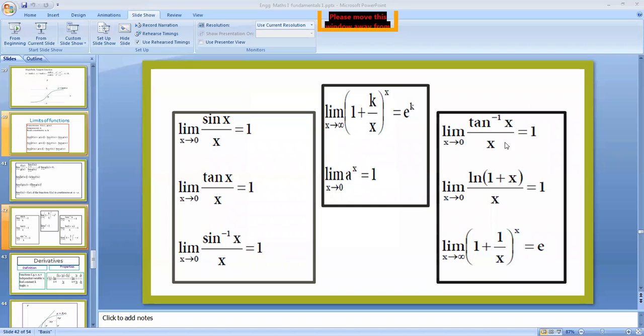Okay, now look next, tan inverse of x upon x as x tends to 0, it is also 1. How is it 1? Here you come to this function tan inverse of x. Now put 0 in place of x. What will tan inverse of 0 be? What is that tan inverse of 0?